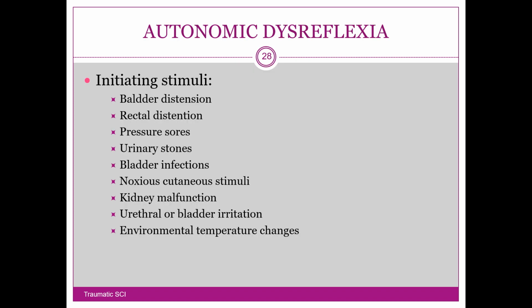So, what can be the stimuli for such? We have seen bladder distension, second, rectal distension. Third, pressure sore, urinary stones, bladder infection, noxious cutaneous stimuli, kidney malfunctions, urethral or bladder irritation, environmental temperature changes. It is at times very common for individuals to get bladder infection because there is bladder and bowel dysfunction. Also, we'll be discussing the same in indirect impairments. So because of UTI, urinary tract infection, such stimuli can be felt, and the patient can go for autonomic dysreflexia.